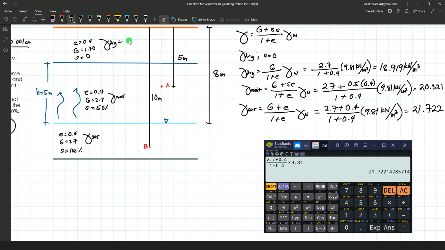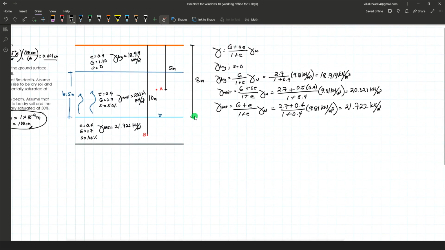Okay, so let's rewrite those values. Here, in the figure, we have 18.919 kilonewtons per cubic meter for the dry. The moist is 20.321 kilonewtons per cubic meter. And for the saturated, we have 21.722 kilonewtons per cubic meter. Okay, so we can now solve the stress at point A.